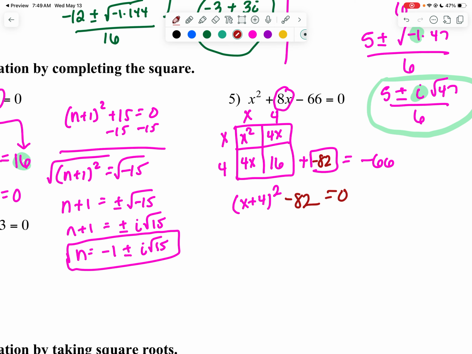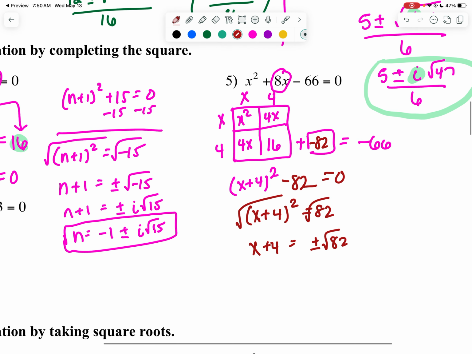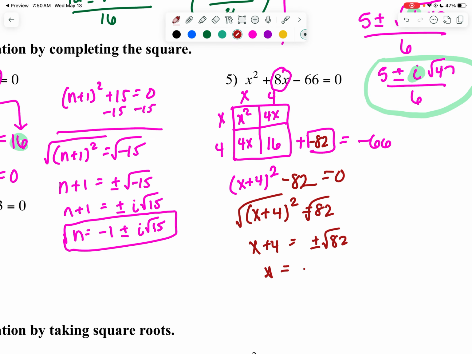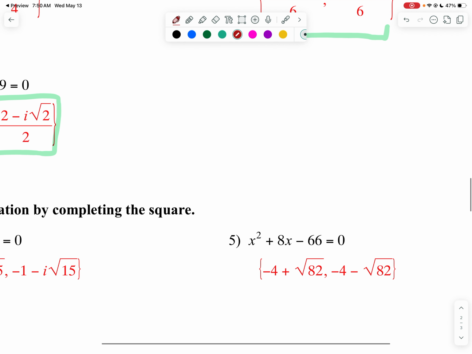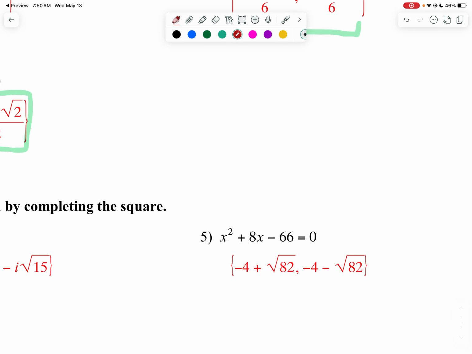Okay. So then we have (x plus 4) squared is equal to 82. I just added the 82. I'm going to take the square root of both sides. So that's going to give me x plus 4 is equal to plus or minus root 82. Now, 82, I don't think is simplifiable. So for number 5, it's just negative 4 plus or minus root 82.